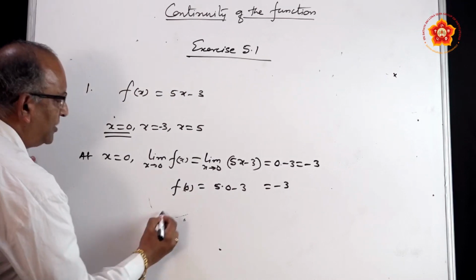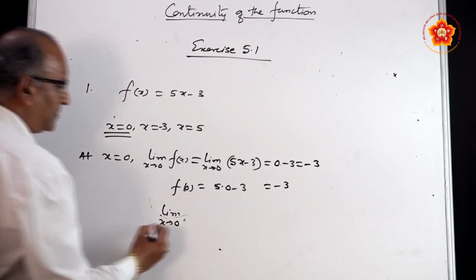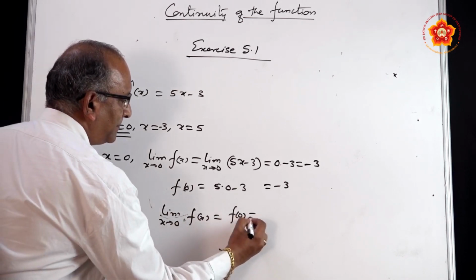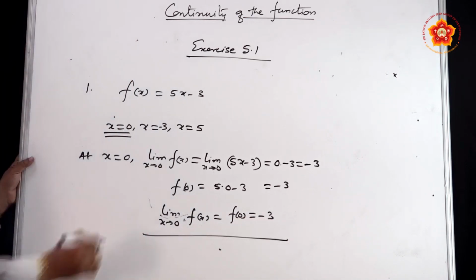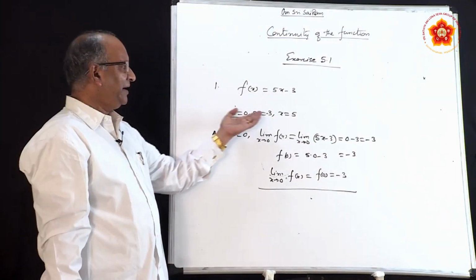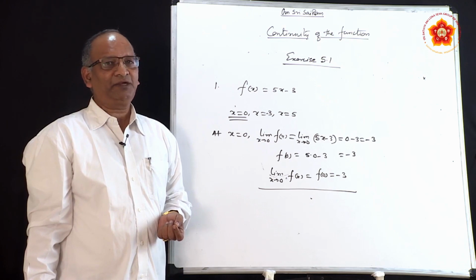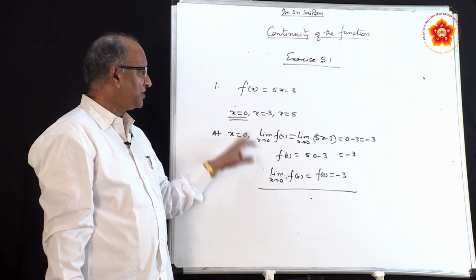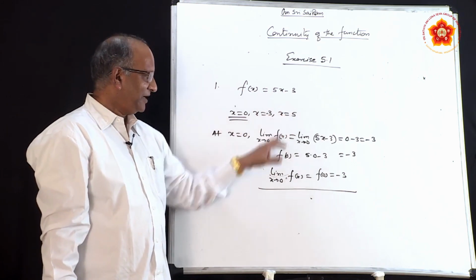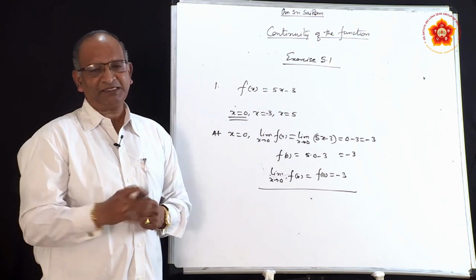So what do we find? We find that the limit of the function is equal to the value of the function. So we say the function is continuous. In the same manner, you can test for minus 3, you can also test for minus 5. What do you need to change? Instead of x tending to 0, you will say x is tending to minus 3. Instead of minus 3, you will write x equal to 5 and then solve. A very, very simple problem. Let us move to the next problem.